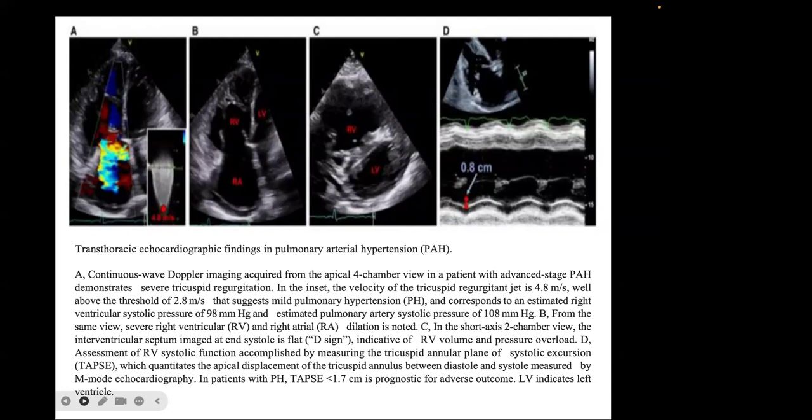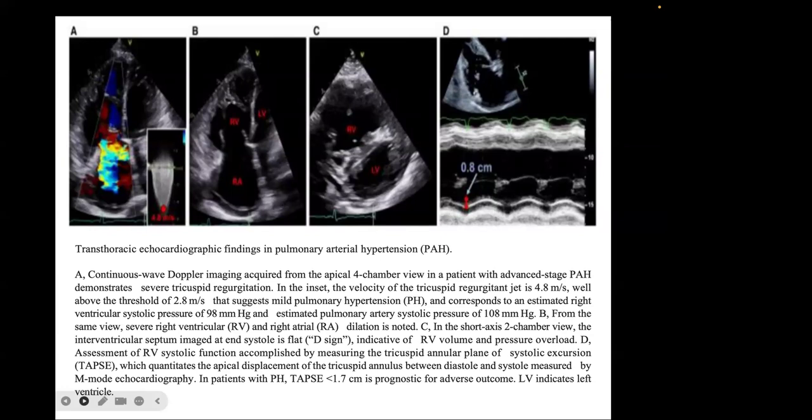that suggests pulmonary hypertension, corresponding to an estimated right ventricular systolic pressure of 98 mm of Hg and an estimated pulmonary artery systolic pressure of 108 mm of Hg. In B, from the same view, severe right ventricular and right atrial dilatation is noted. And in picture C, the short axis two-chamber view, the interventricular septum imaged at end systole is flat, that is the D sign, indicative of RV volume and pressure overload.